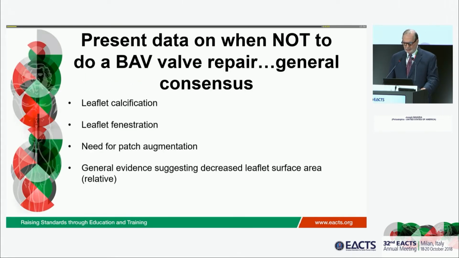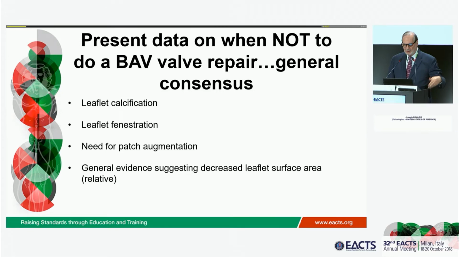The most important thing is the present data that we have on when not to do a BAV repair, which is our general consensus: when there's leaflet calcification, which I think is the most important one, and is the one that we grapple with on a pretty much daily basis. How much calcification, what's too much, how much debridement is okay, or any debridement, things of that nature.